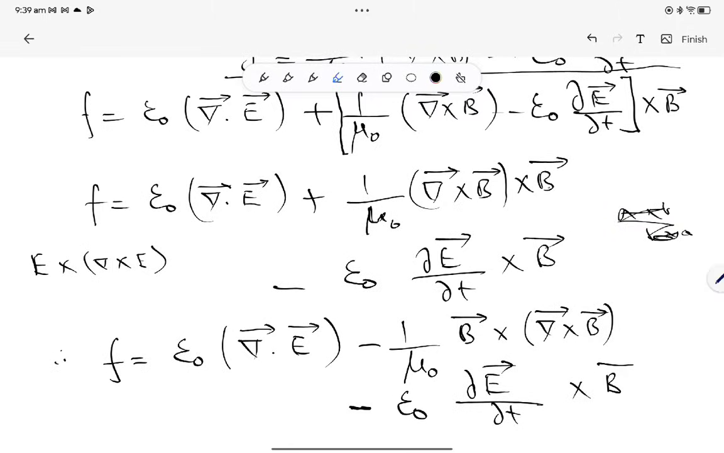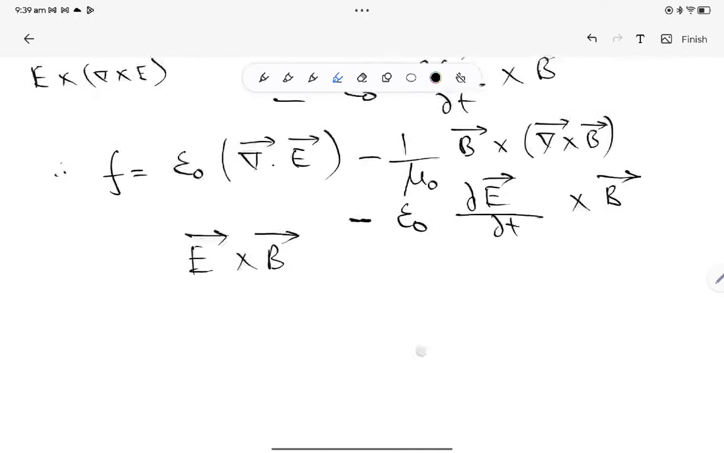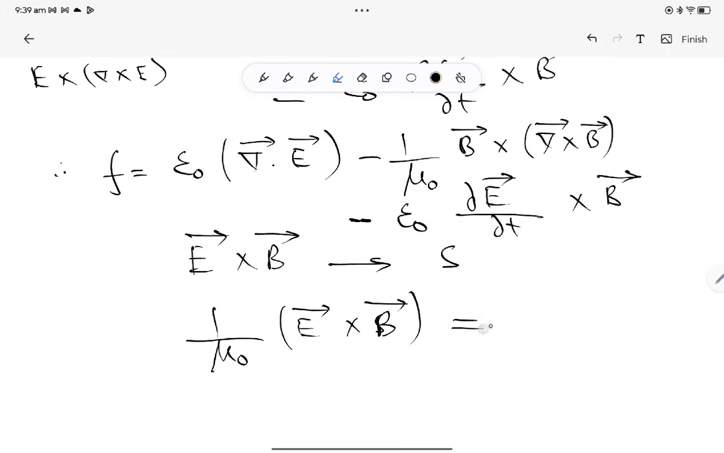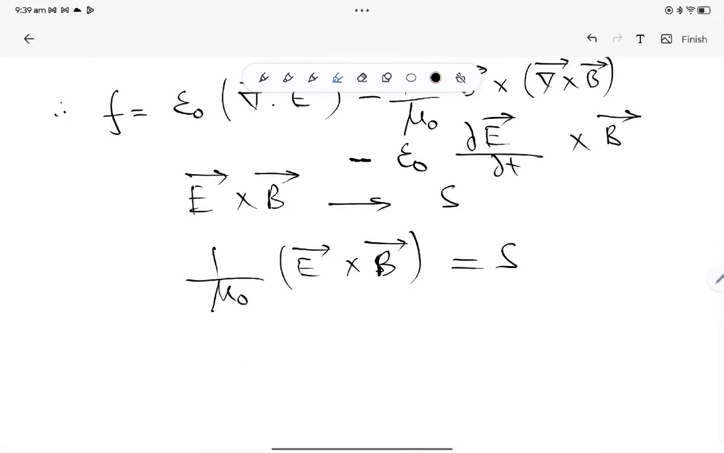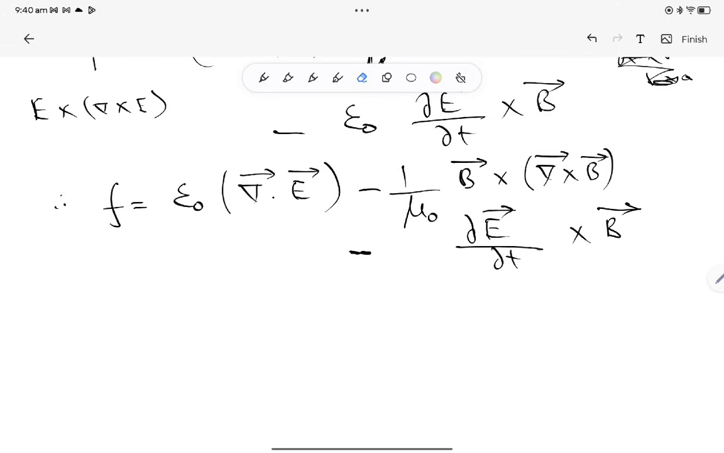Now I want one more thing, that is, a term like this, E cross B. Why? Because such a term would represent the Poynting vector S. 1 by mu naught E cross B is equal to the Poynting vector S. So I want such a term in this expression. But how can I get such a term? It is quite easy.